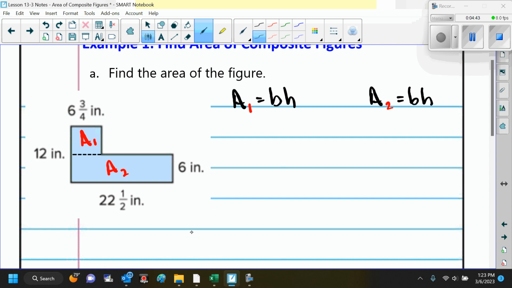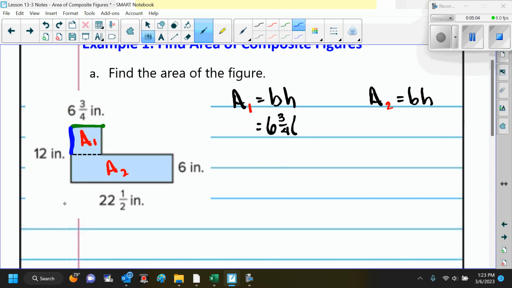So now we can substitute what we know. So we know that our base for area 1 is 6 3/4. That's our base. So that's going to be 6 3/4. And we want to multiply that times the height. Well, that's one that we have to figure out, okay?